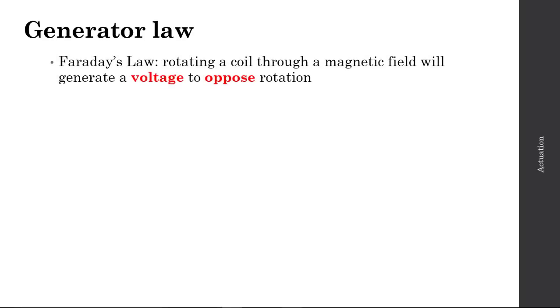Recall that Faraday told us if we have a coil rotating through a magnetic field, that will generate a voltage trying to oppose that rotation. We refer to this voltage as the back EMF, or VEMF, where EMF is defined as the electromotive force. And this VEMF is going to be proportional to the rotational speed, right?